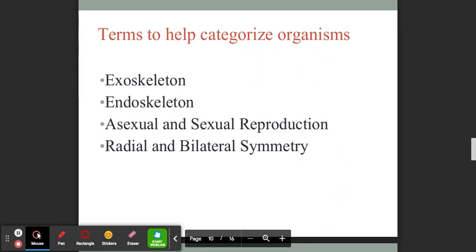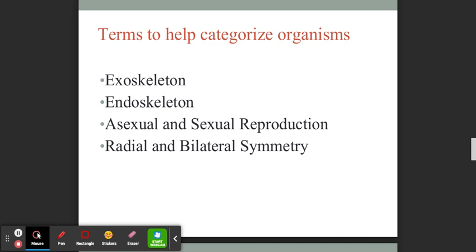Some terms to help categorize organisms are exoskeleton, endoskeleton, asexual and sexual reproduction, and radial and bilateral symmetry. An exoskeleton would be, for example, a crayfish or a lobster that has a skeleton on the outside of its body. And endoskeleton would be us. We have bones that support us. Asexual reproduction would be bacteria, and sexual reproduction would be anything that uses a mate to breed.